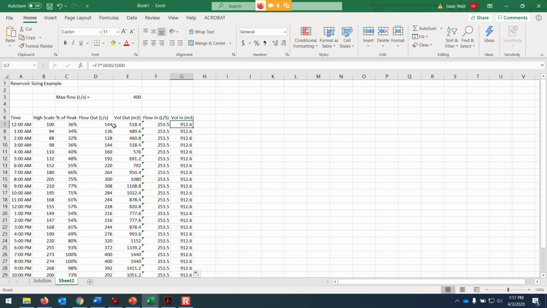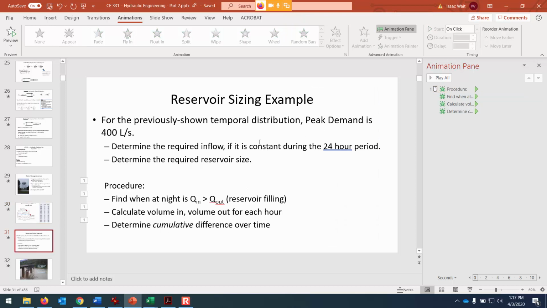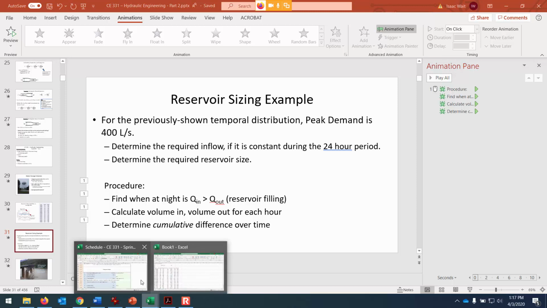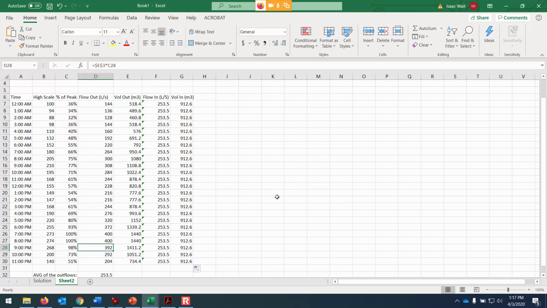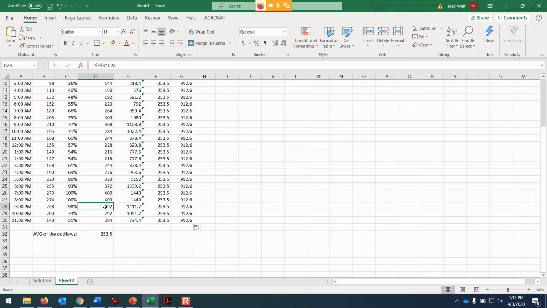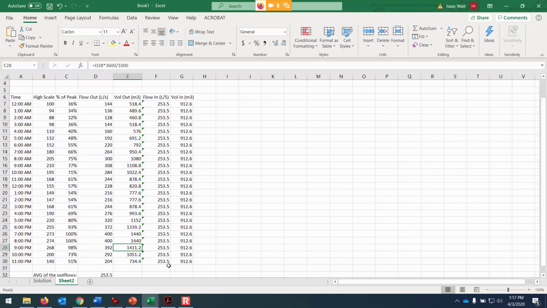We're accumulating water. The procedure says to find the first hour at night when the in is bigger than the out. So let's look earlier in the evening. Let's look, at 9 o'clock, how does in and out compare? So at 9 o'clock, the out is the volume, 1411. So out is bigger than in, so it's not yet filling up.